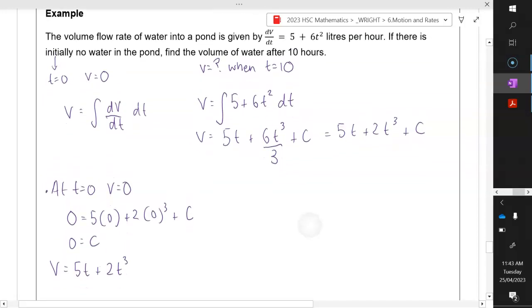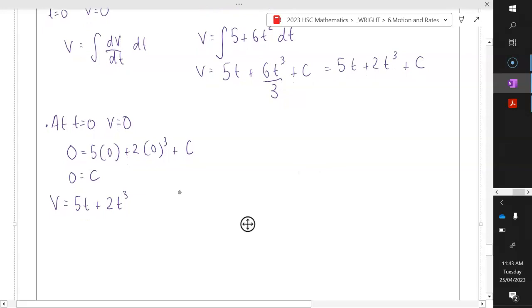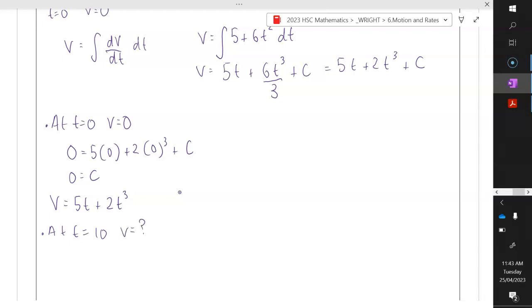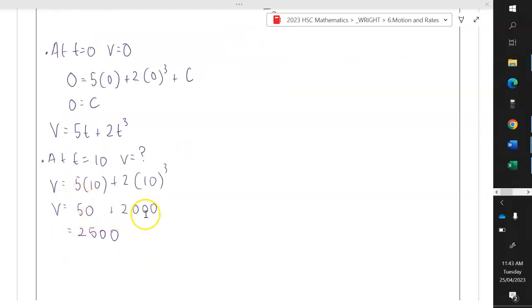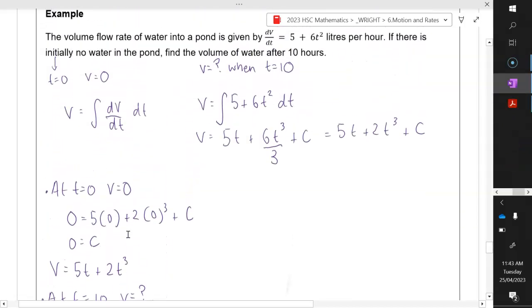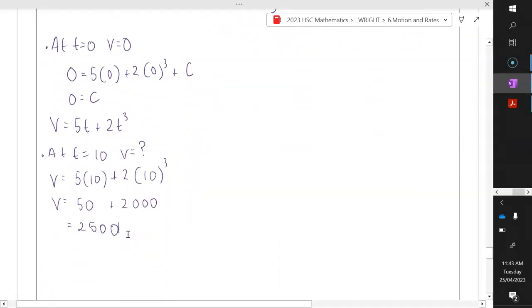Find the volume of the water after 10 hours. So at t equals 10, V equals, that's what we're going to find out. So V equals 5 times 10 plus 2 times 10 cubed. V is equal to 50 plus 2,000, which is 2,500. What's our units? We were litres per hour, so 2,500 litres.